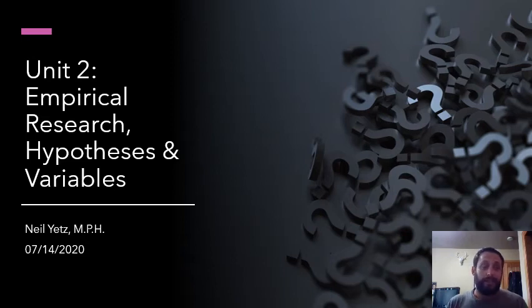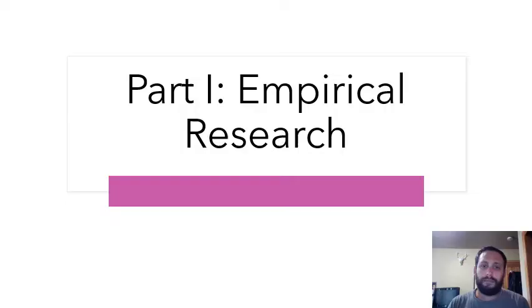Okay, students. So we're going to go ahead and start with Unit 2, Empirical Research, Hypotheses, and Variables. I'm going to warn you, today's lecture is going to be fairly long. We're going to be covering 2 units, and so I'm going to just try and dive right into it. The first thing we're going to do is talk about empirical research. I know we discussed it a little bit, but we're going to dive a little bit deeper into it.